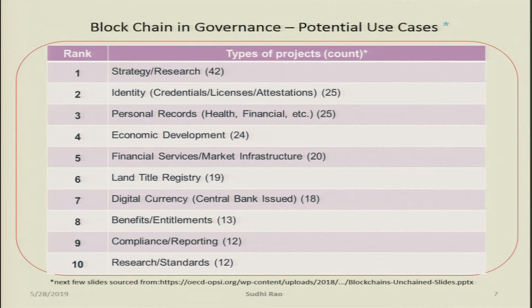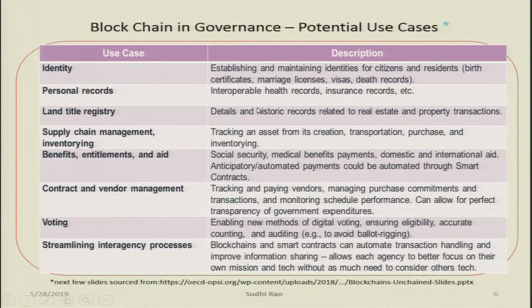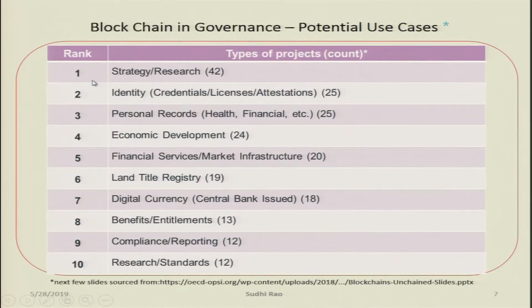And this is a list of a number of initiatives based on the potential use cases. About 42 blockchain initiatives have been applied in strategy and research. Identity, remember this, is a potentially identified area. About 25 initiatives identified in the world are in the area of identity. Personal records, health records, financial records, about 25 initiatives. Economic development, how do we deliver economic development to the beneficiaries, about 24. Financial services, 20 in public sector. Financial services in private sector are many more. Land title registry, 19 of them. In the single area, 19 initiatives are at work to see if we can use blockchain in that.